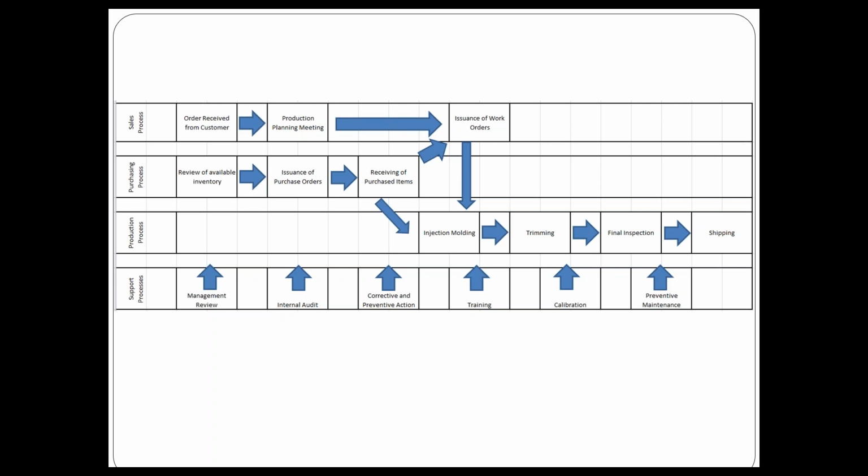They kind of meet up on the right here with the step issuance of work orders. That's dependent on receipt of purchased items. And then both of these processes then flow down and trigger the production process. And in this case, we have 4 distinct sub-steps within production: injection molding, trimming, inspection, and shipping. And then again, as we've seen in other models, support is kind of a general support for the system at large. And in this case, they've identified 6 support activities.